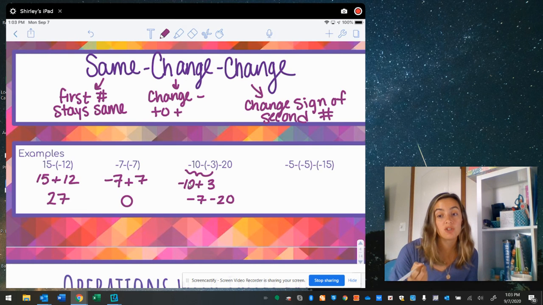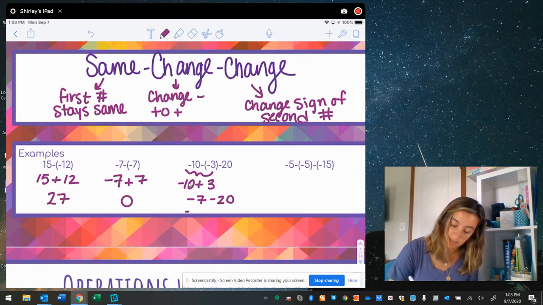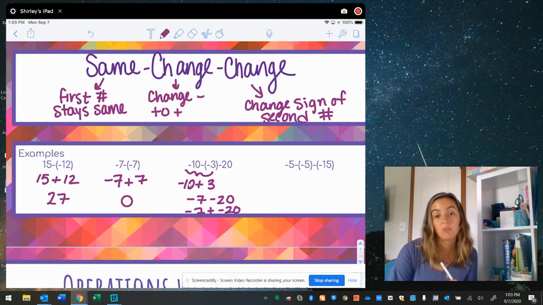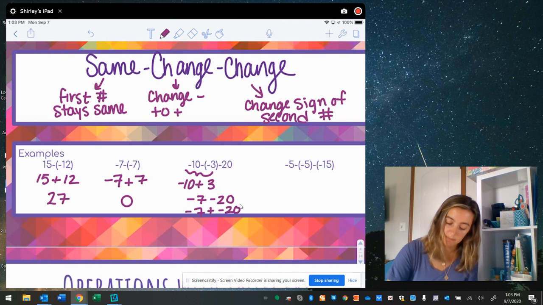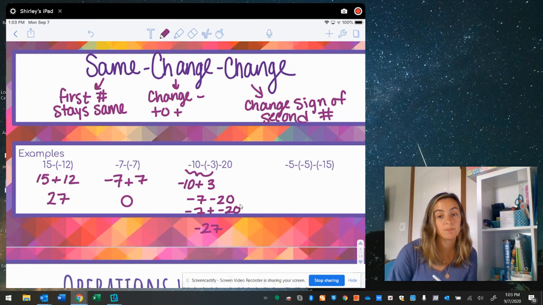And I'm going to use same, change, change again. So keep this number the same, change to a plus sign, change the sign of my second number. So now I'm adding two numbers that have the same sign. So I'm going to add them. 7 plus 20 is 27. And then I'm going to keep the sign, so it's going to be -27.